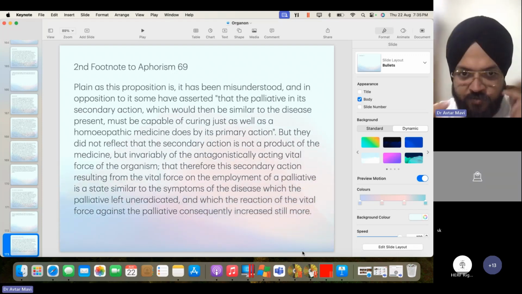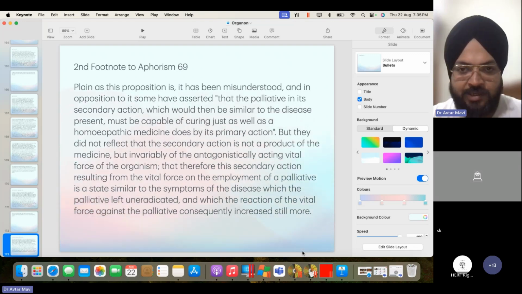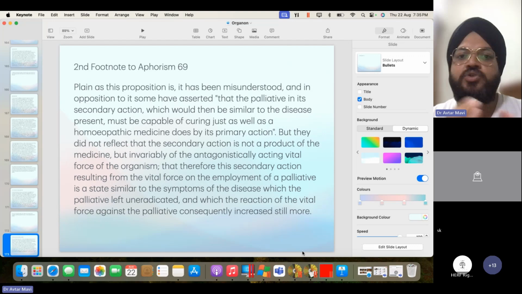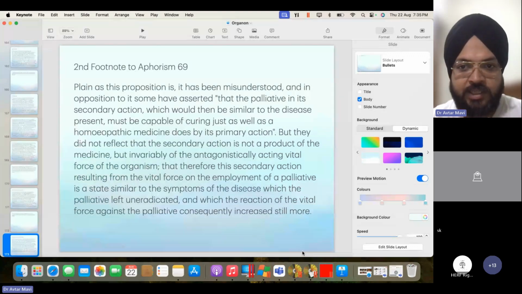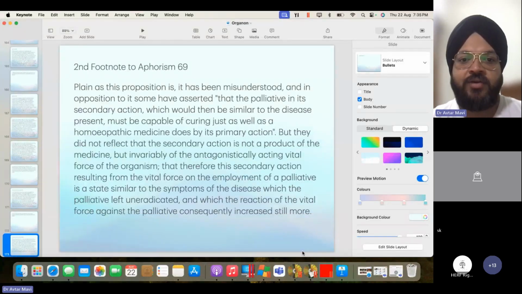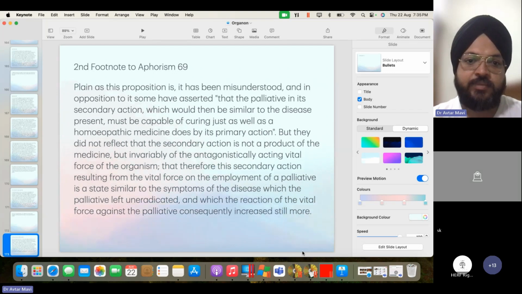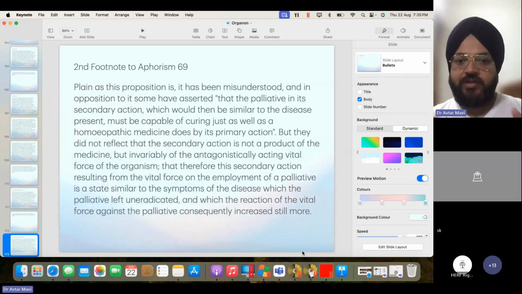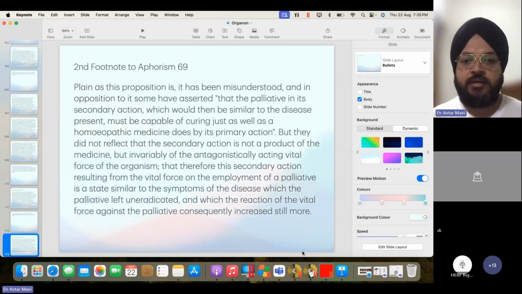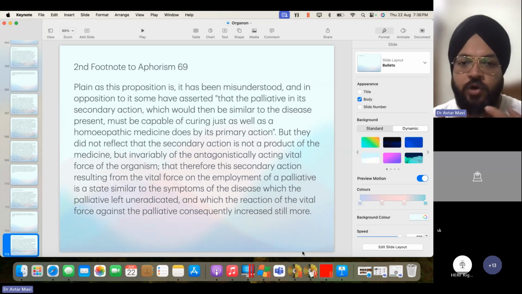So many people got confused with this primary action and secondary action, and thought that the secondary action is also of the medicine. But no, he is clarifying again that the secondary action is not a product of the medicine, but invariably of the antagonistically acting vital force of the organism. Therefore this secondary action resulting from the vital force on the employment of a palliative is a state similar to the symptoms of the disease which the palliative left uneradicated. So whatever is coming in a secondary action is basically the symptom of the disease which the palliative was not able to cure.